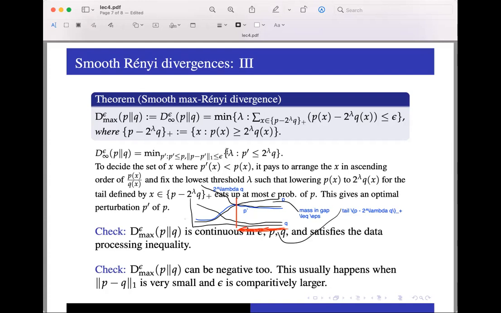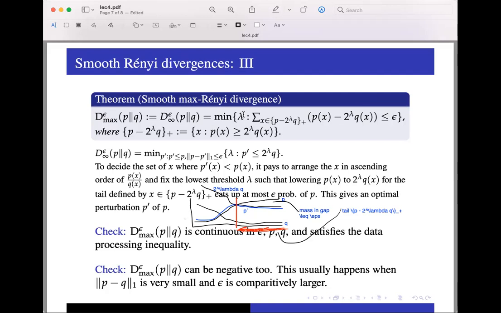Remember, I had this characterization of D infinity of P with respect to Q. One characterization was the largest ratio of Px upon Qx. But there is an alternate characterization which we saw: you fix a threshold lambda, check whether it satisfies this expression, and if it does, put it in your bag and take the minimum over all such lambdas.